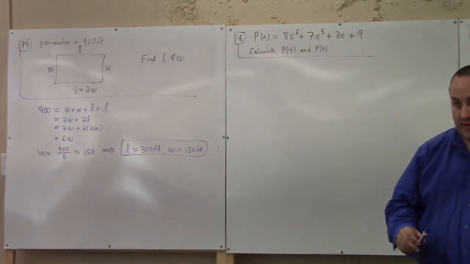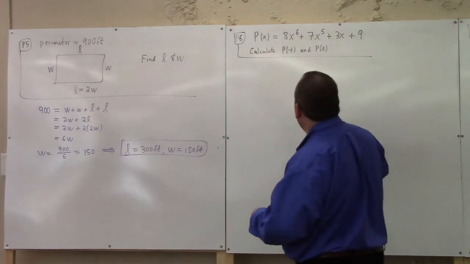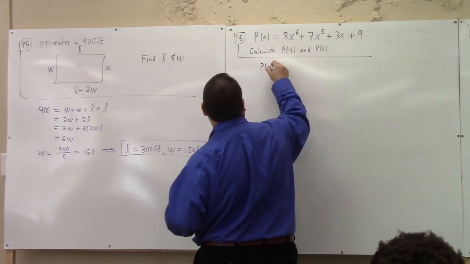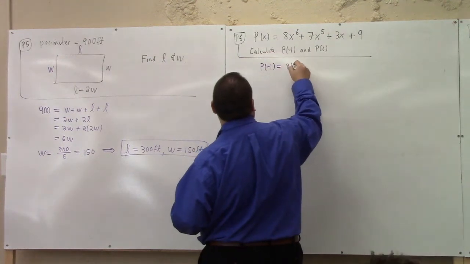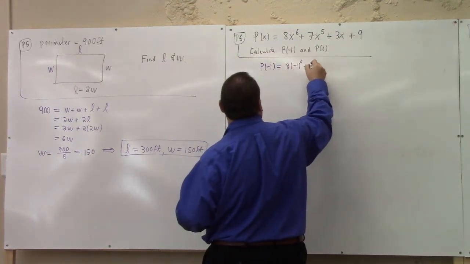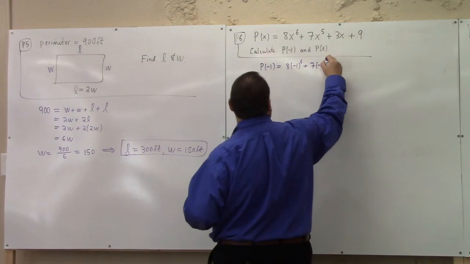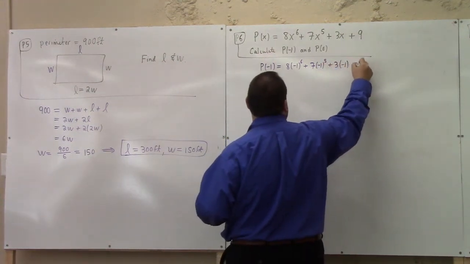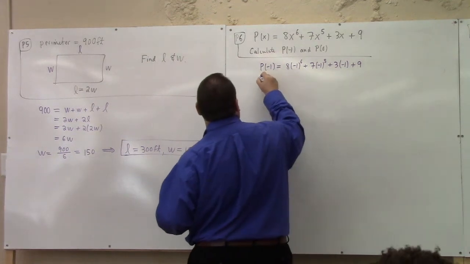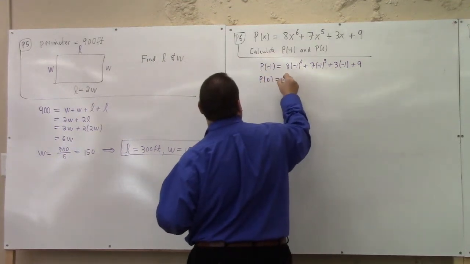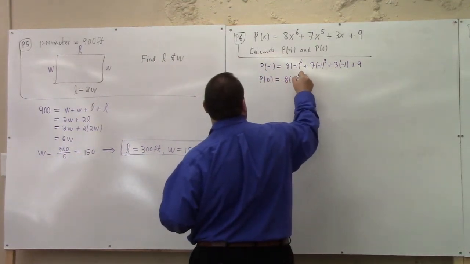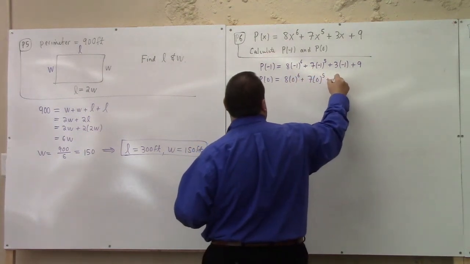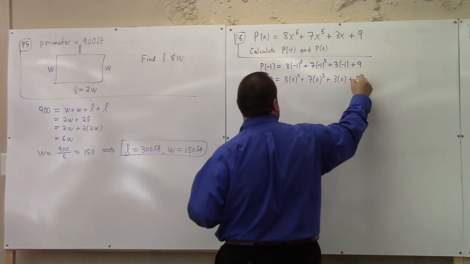All right, so what do we got? What that means is we have to plug in minus 1 for x, right? So we've got 8 times minus 1 to the 6th power plus 7 times minus 1 to the 5th power plus 3 times minus 1 plus 9. And then P of 0, 8 times 0 to the 6th power plus 7 times 0 to the 5th power plus 3 times 0 plus 9.